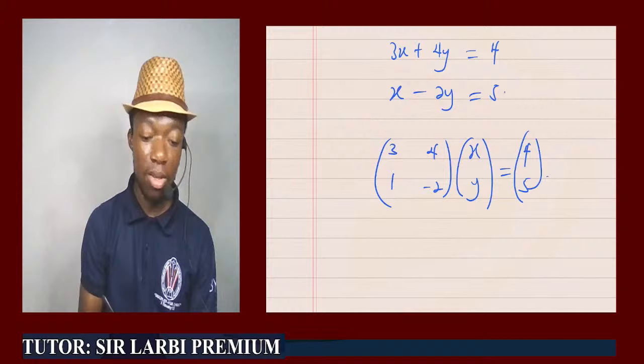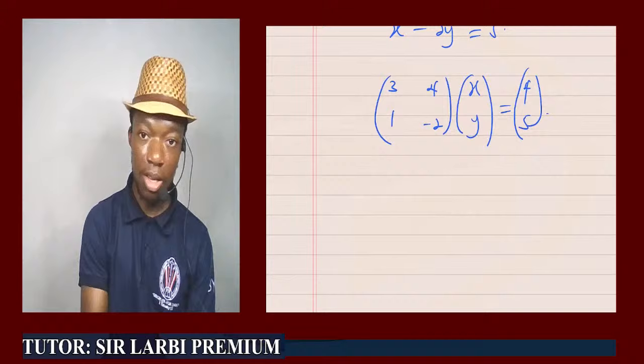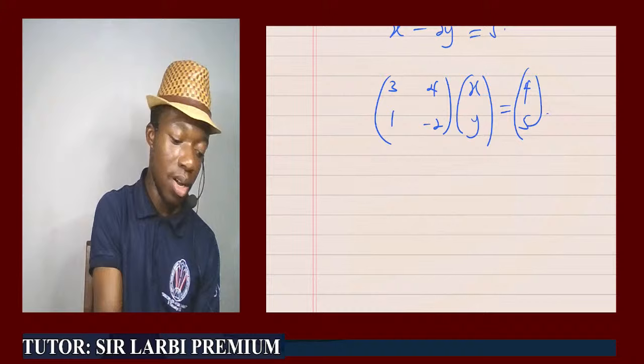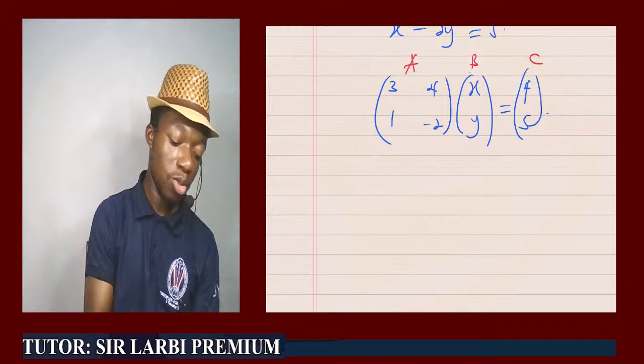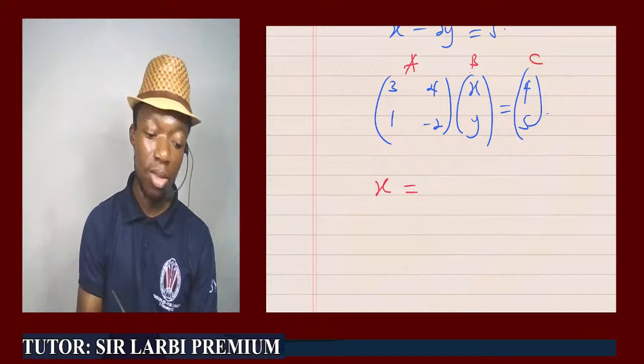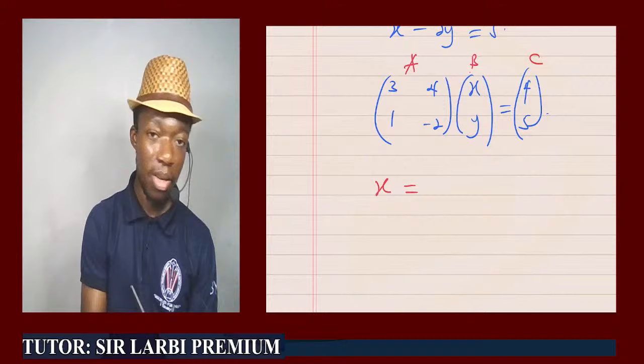So once you have this, to use Cramer's rule approach to solve for this, what do we do? Now let's name these matrices. Let's say this is A, this is B, and this is C. To use Cramer's rule to solve for x, you are going to replace the first column of matrix A.